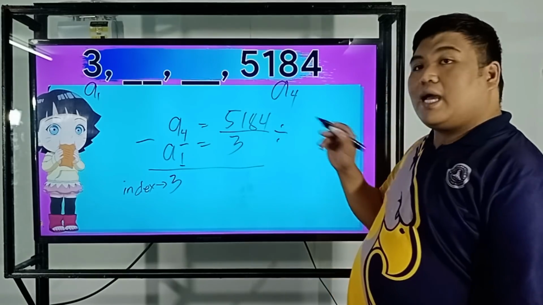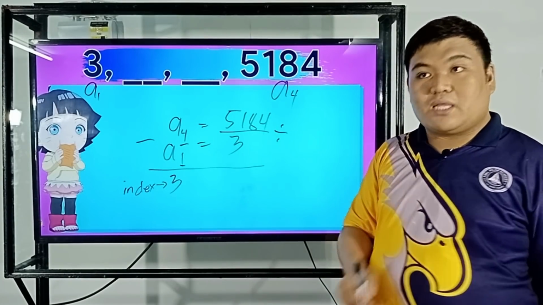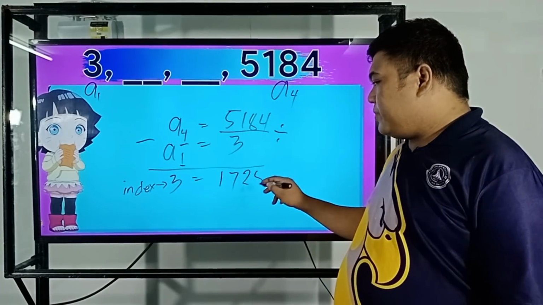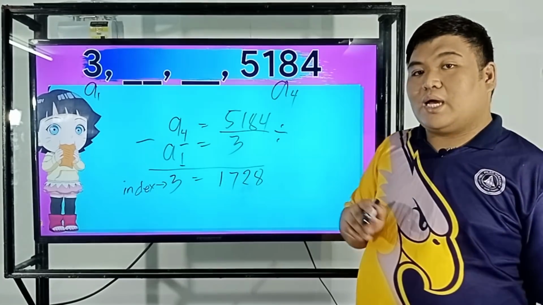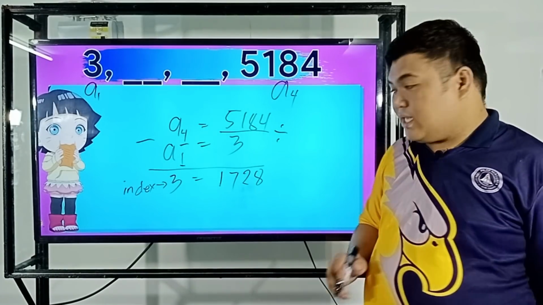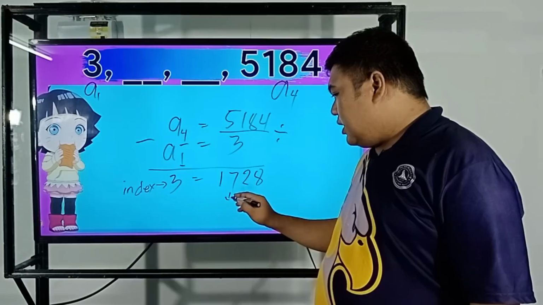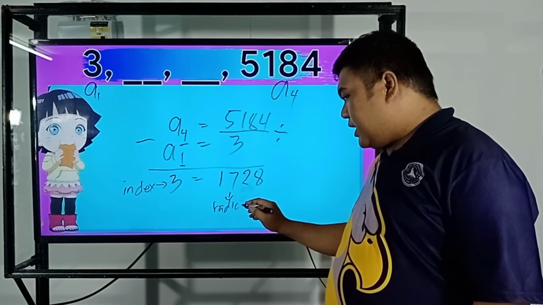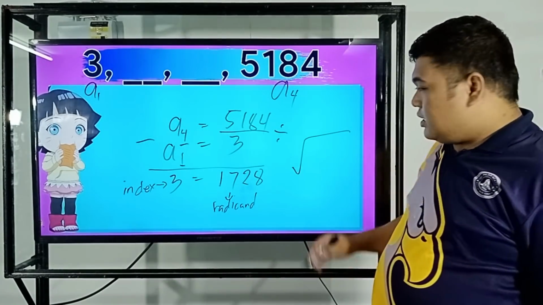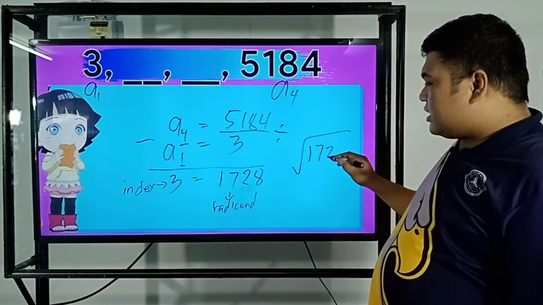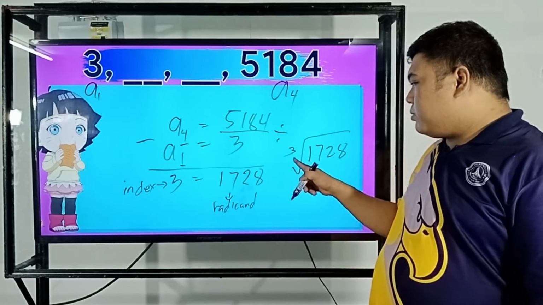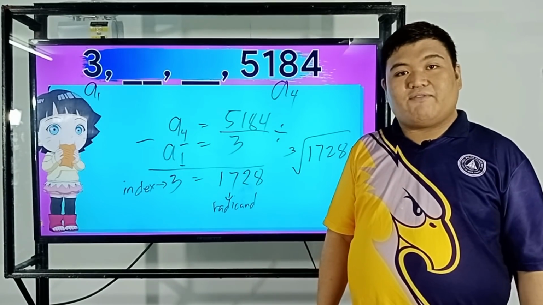And 5,184 divided by 3 will give you 1,728. Again, 5,184 divided by 3 is 1,728. At si 1,728 is our radicand. So again, sulat mo na si radical sign. Radicand is 1,728. Ang index ay 3. So we need to get the cube root of 1,728.